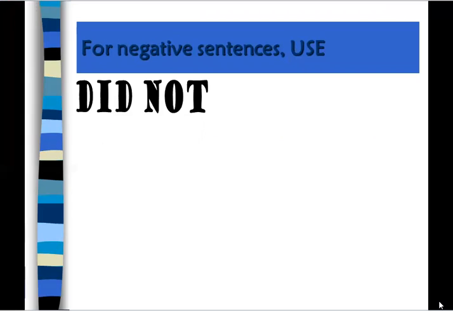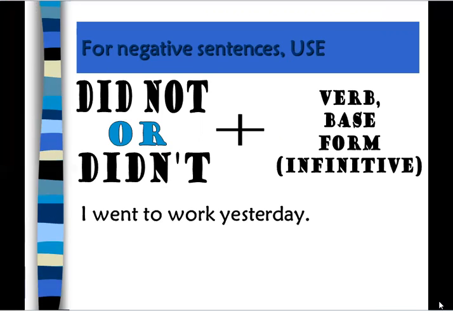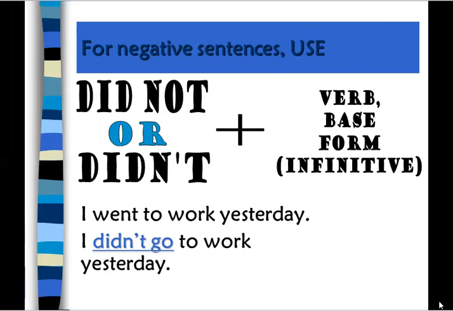For negative sentences, we use did not or didn't plus the base form of the verb. I went to work yesterday. We use the second form of the verb, like went. And I didn't go to work yesterday.